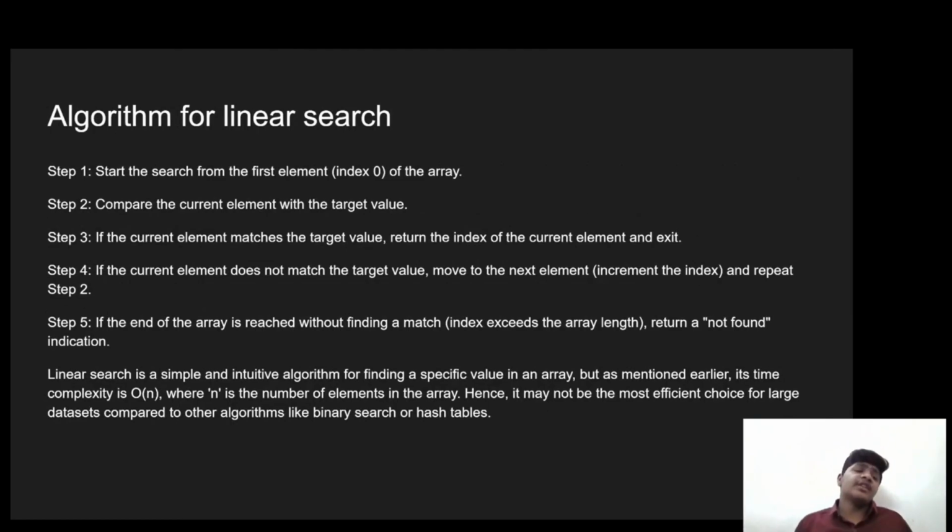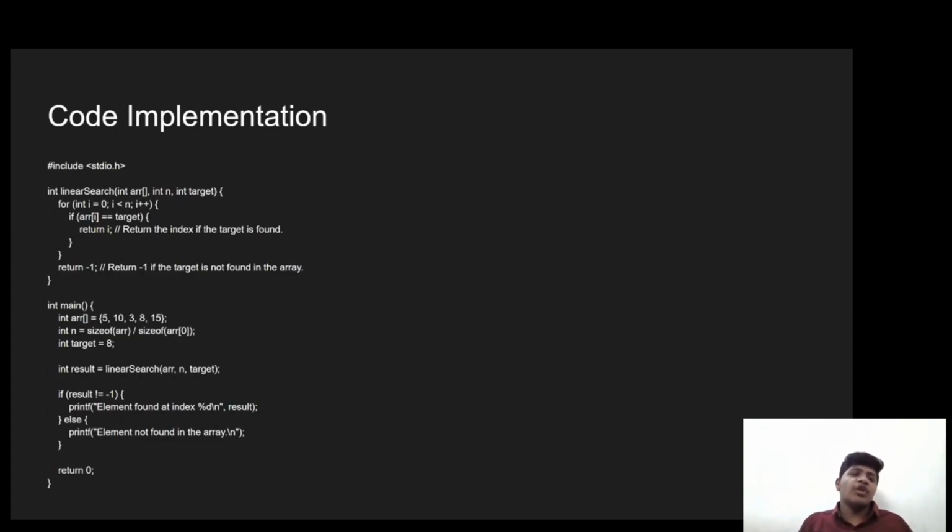Let us discuss the algorithm for linear search. Step 1. Start the search from the first element of the array. Step 2. Compare the current element with the target value. Step 3. If the current element matches the target value, return the index of the element and exit. Step 4. If the current element does not match the target value, move to the next element and repeat step 2. Step 5. If the end of the array is reached without finding a match, return a not found indication. Linear search is a simple and intuitive algorithm for finding a specific value in an array. But as mentioned earlier, its complexity is O(n), where n is the number of elements in the array. Hence, it may not be the most efficient choice for large datasets compared to other algorithms like binary search or hash tables. For brief information, let us discuss some code as an example.